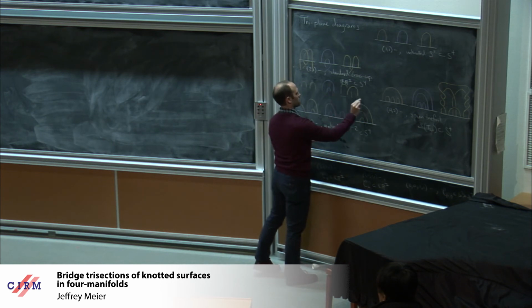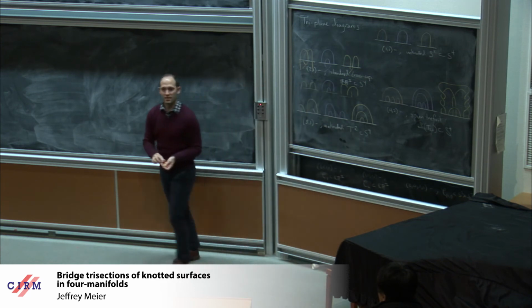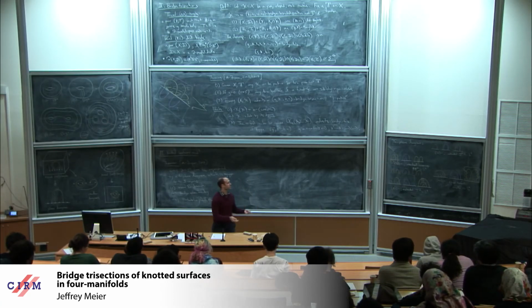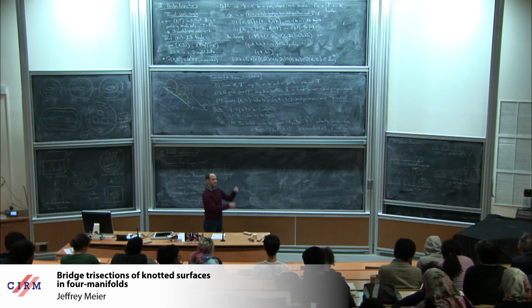Something like that. Okay, so that's bridge sphere braiding. And then again, perturbation is just some simple thing where you sort of increase the bridge number.